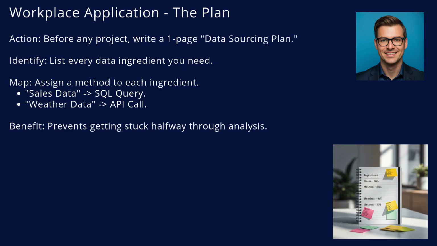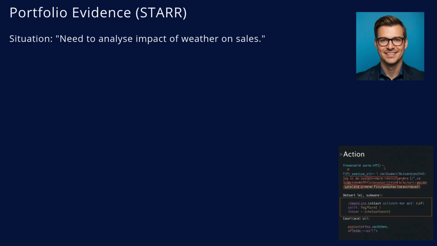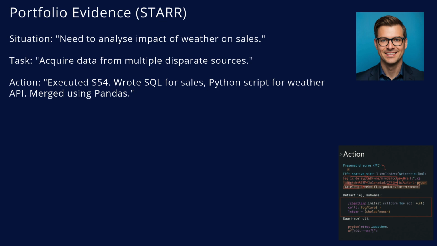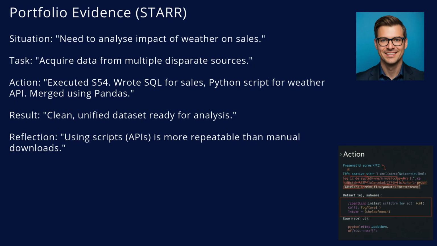For your portfolio, use this STARR structure. Situation: I needed to analyze the impact of weather on sales. Task: I had to acquire data from disparate systems. Action: I demonstrated S54. I wrote a SQL query to extract internal sales records. I then wrote a Python script to call a weather API. I merged these datasets using Pandas. Result: a unified dataset ready for insight. Reflection: I learned that using API scripts is more repeatable than manual downloads.